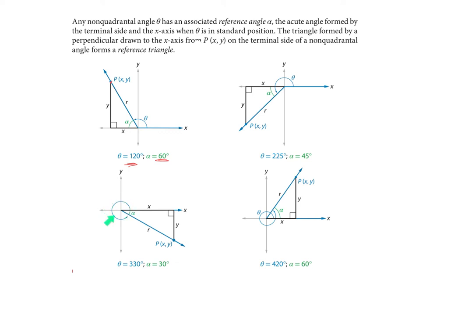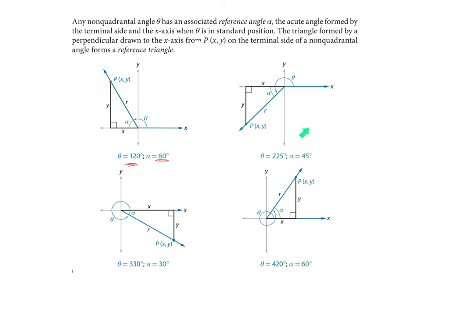For this one, he went all the way around to 330. The closest x-axis is this guy, which is 360 if I kept going. So I'm going to say 360 minus 330. The reference angle is 30. This one actually looped. Do you see that? 420 went all the way around to 360 and kept going. It went past the 360. So I'm going to say 420 minus 360. My reference angle is 60.